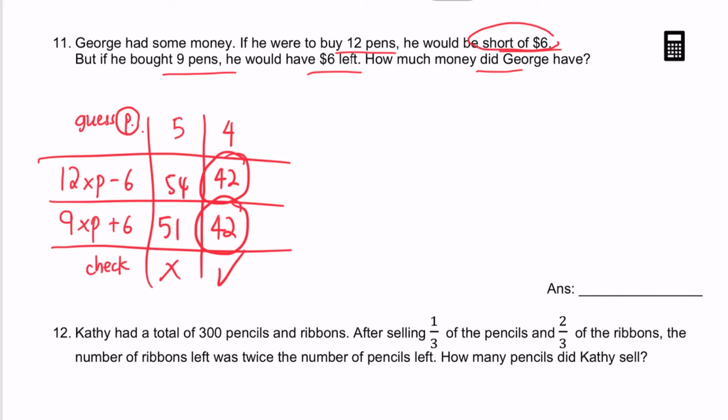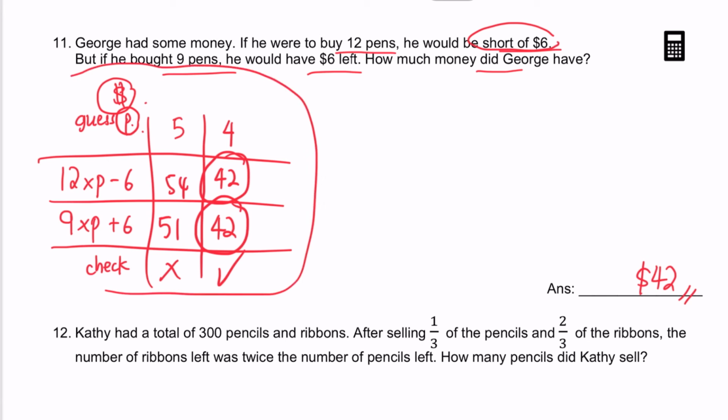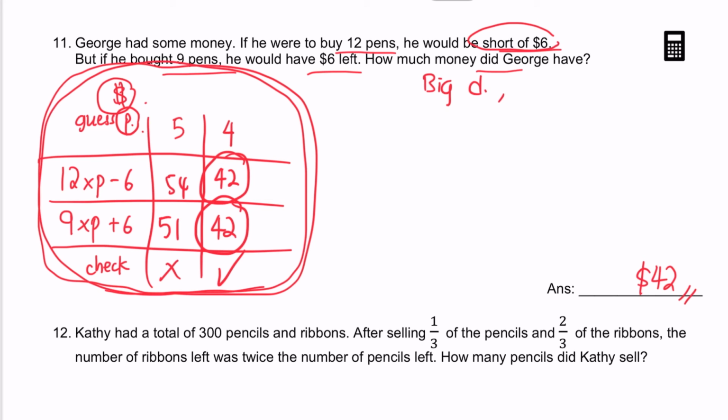Which means that George had 42 pens in those 2 scenarios. Oh no, not 42 pens, $42. So sorry. And then 42 is the answer. But what if I don't use this guess and check, and I use the big difference and small difference method?